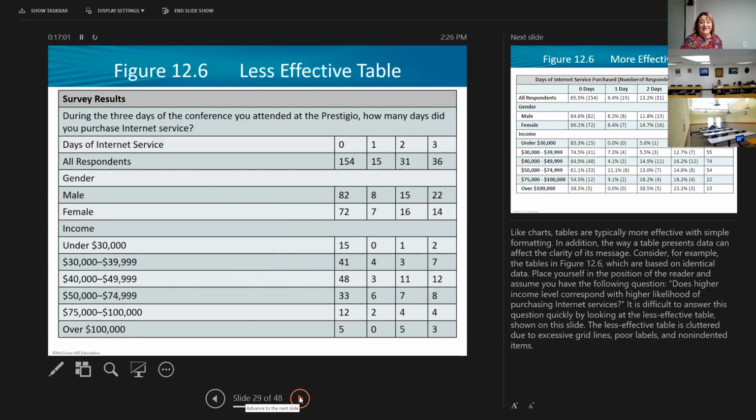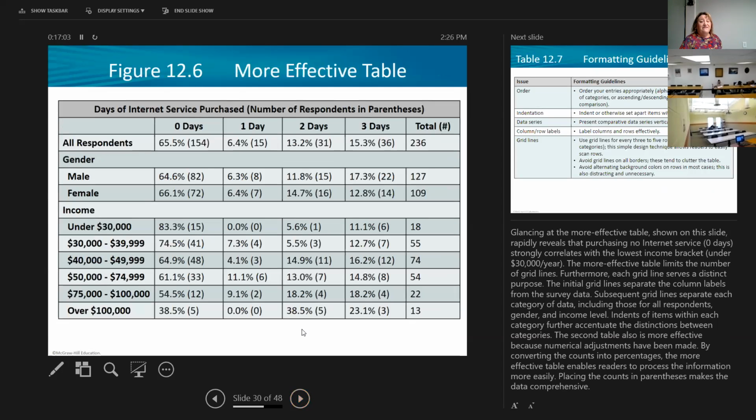It's just not clear. A more effective one not only presents the numbers, but places some percentages along with them. There's kind of a separation here between the different things that were being questioned and so on. And the information is just easier to process than it would be otherwise.